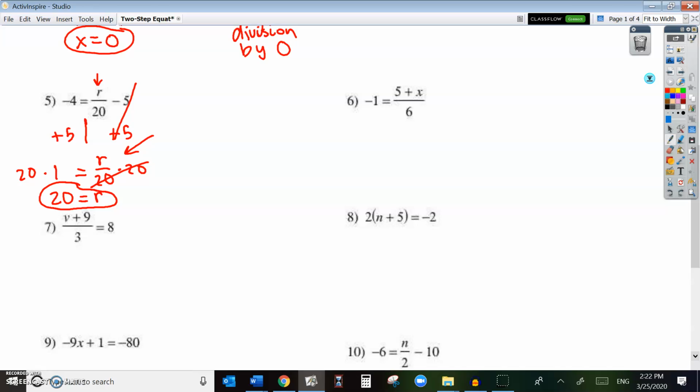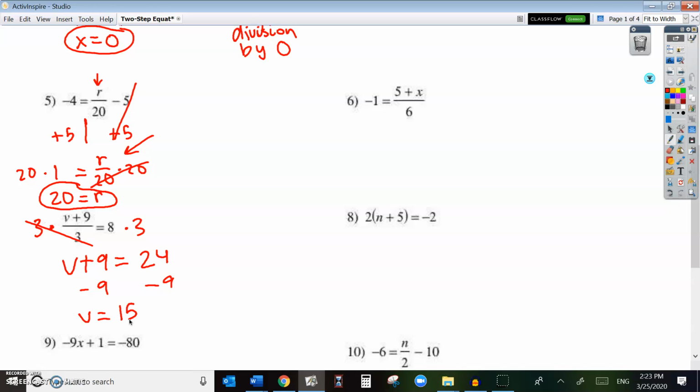Problem 7. The variable v here has addition and division. Since it has v plus 9 being divided by 3, we actually need to get rid of the divided by 3 first. So let me clean this up just a touch. Let me take away that 7 so we can see a little bit better. You need to multiply this whole side by 3, and you need to multiply this side by 3. So v plus 9 equals 24 because these drop. And then subtract 9 on both sides. V equals 15.